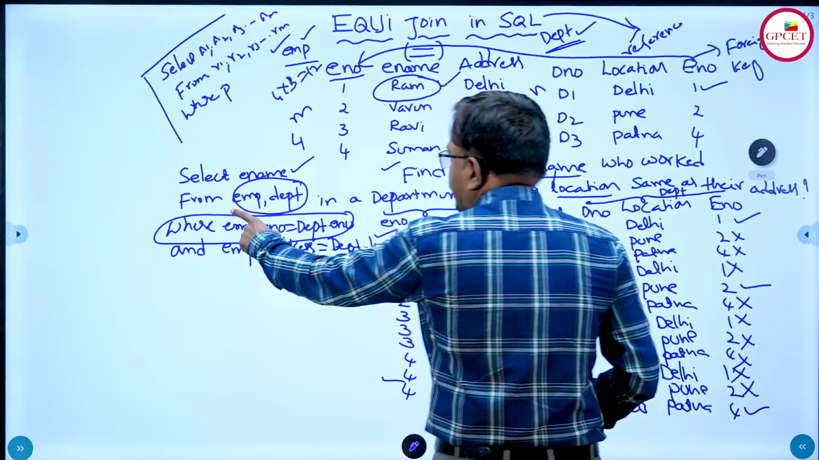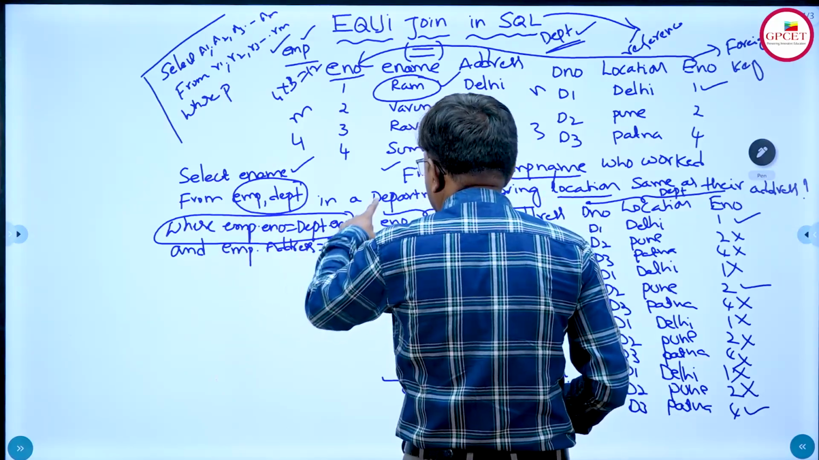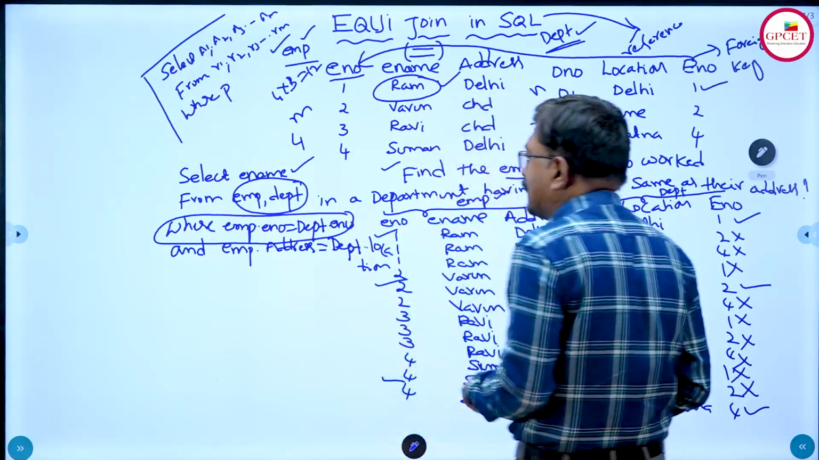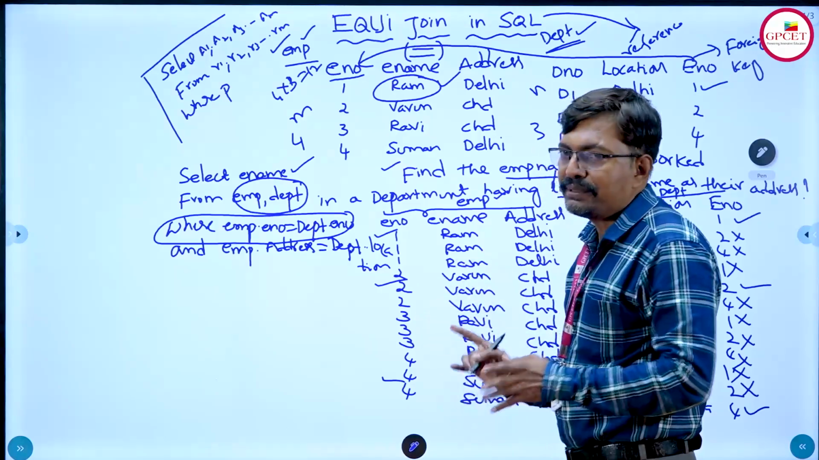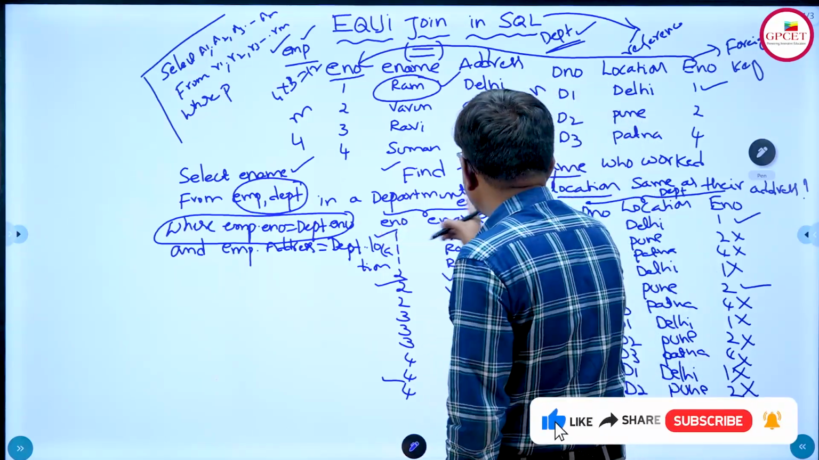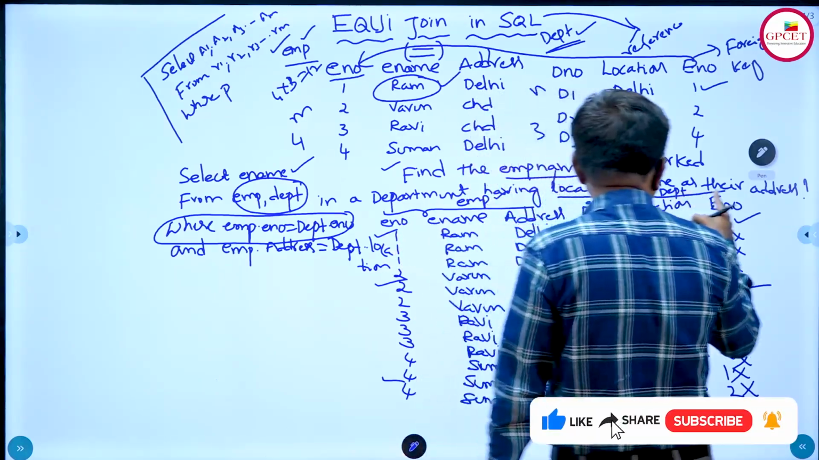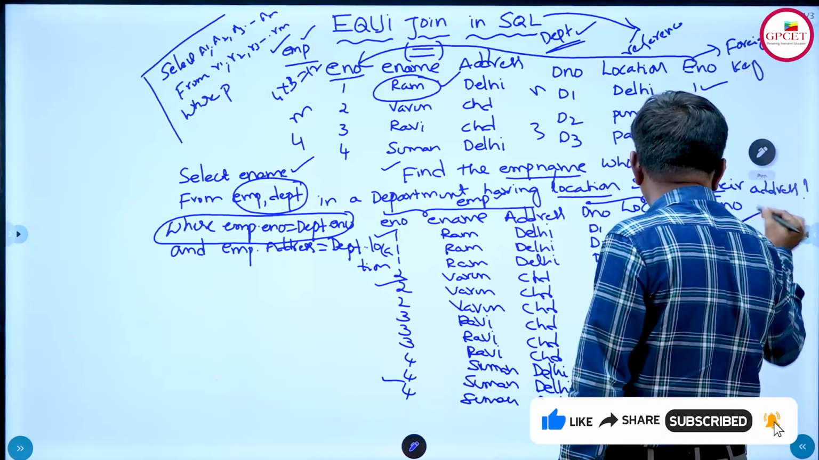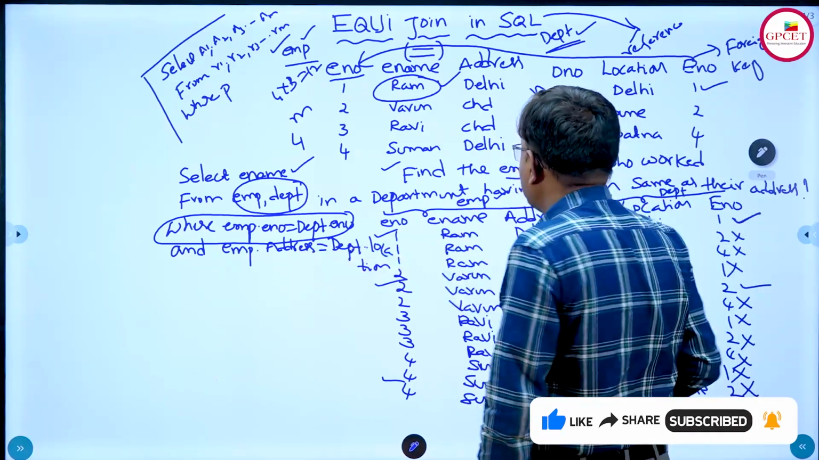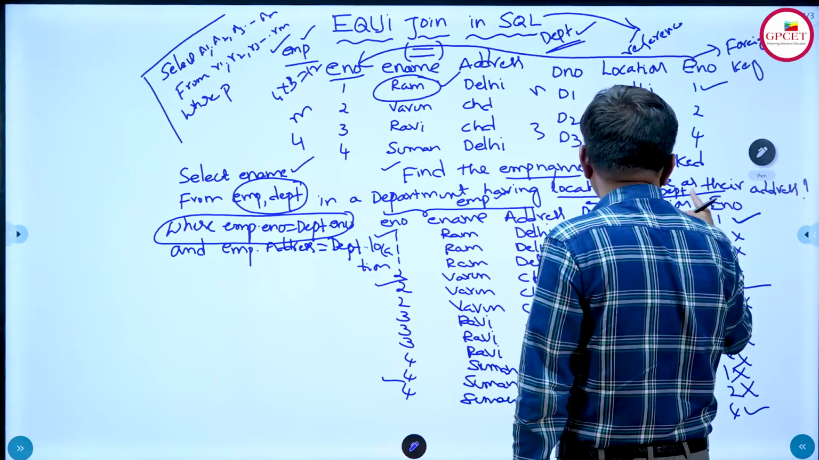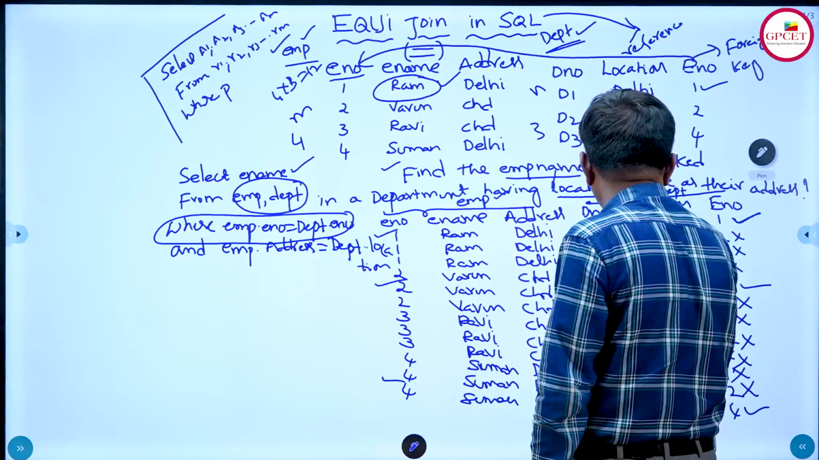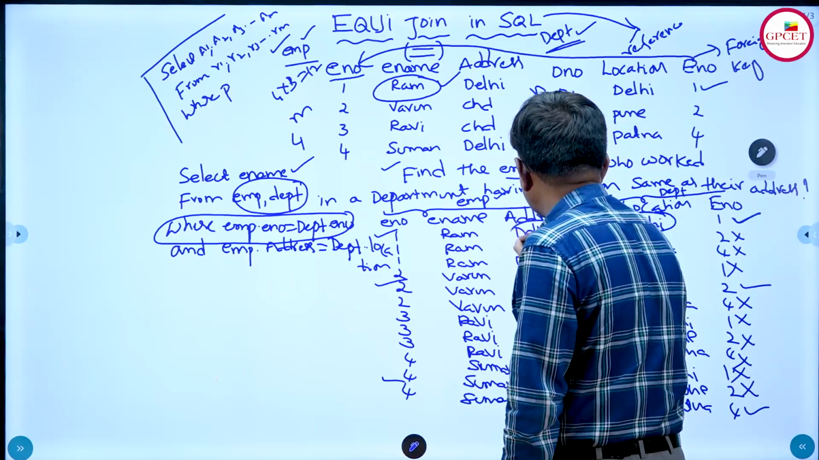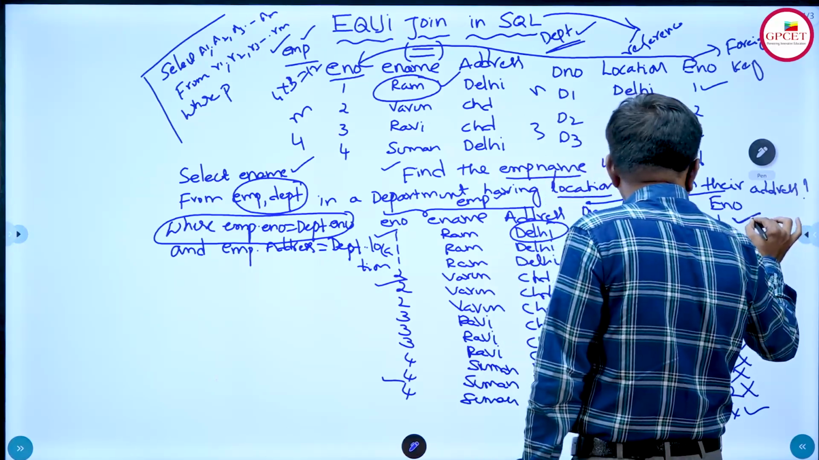And what is the condition? Where EMP.E number equal to department.E number and the 2 conditions must be satisfied. What is the first condition? EMP.E number equal to department.E number. Okay, match the values. And what is the second one? And EMP.address equal to department.location. What is here? Delhi. And then here also Delhi. Okay? Must and should satisfy.